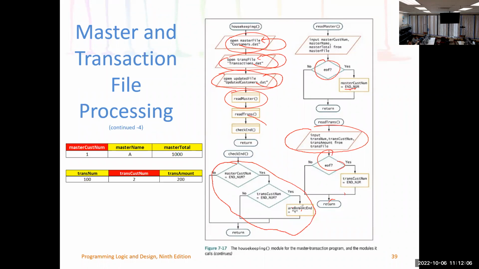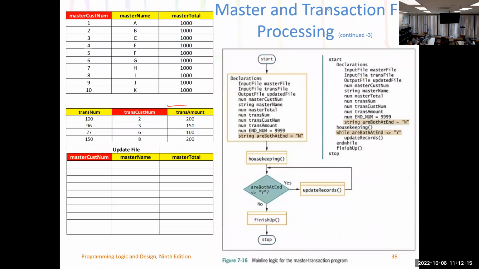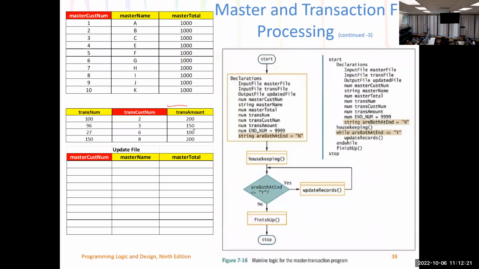So what happened here? We see what happened with this one here. Now you can think about this one. I have two files here, right? So see, when I move to read master and read transaction here, actually the first step I just read it. I take out the first record from the master file and the transaction file. Right? Read here. You can see.